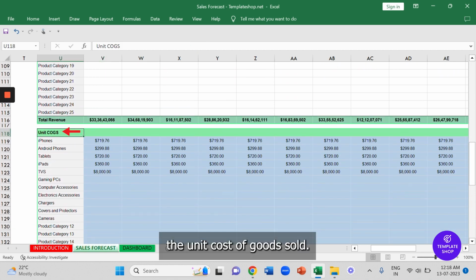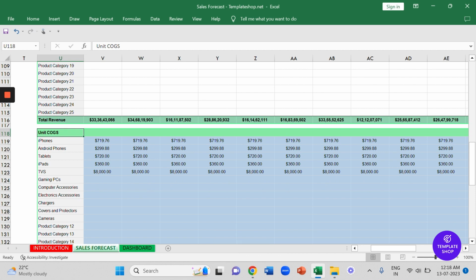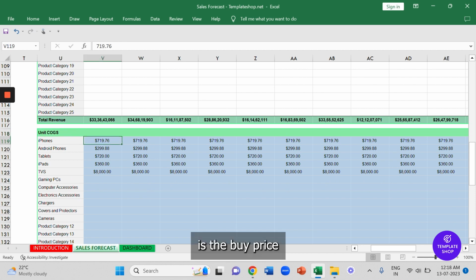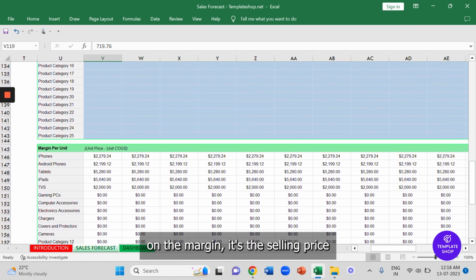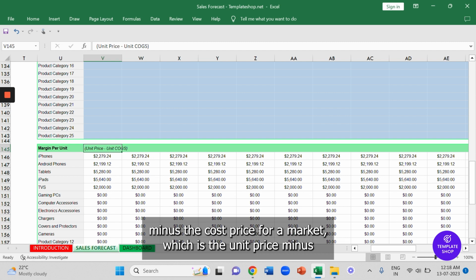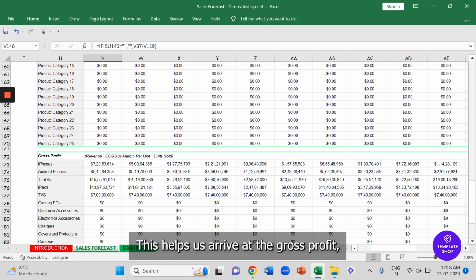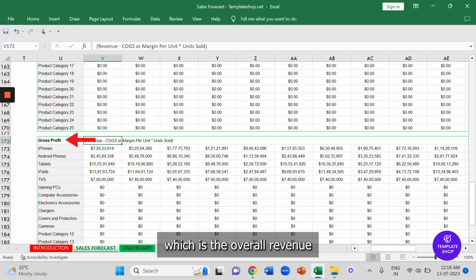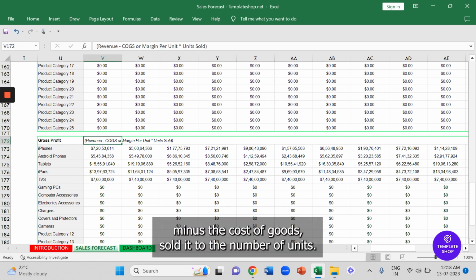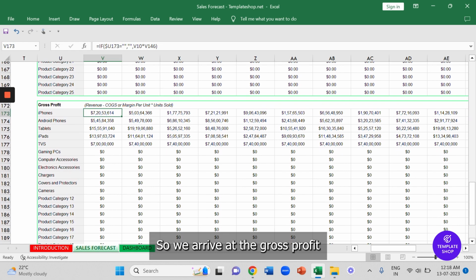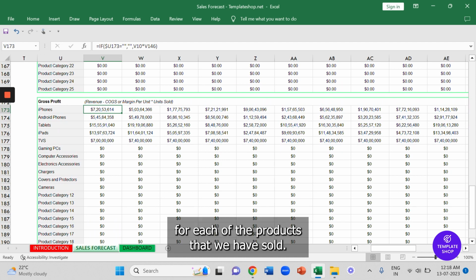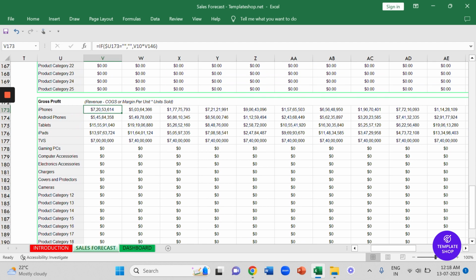The unit cost of goods sold, so COGS, is the buy price, and working on the margin, it's the selling price minus the cost price, or in our case, it is the unit price minus the unit COGS, which is the unit cost of goods sold. This helps us arrive at the gross profit, which is the overall revenue minus the cost of goods sold into the number of units sold. We arrive at the gross profit for each of the products that we have sold.